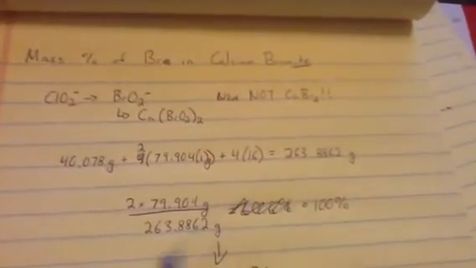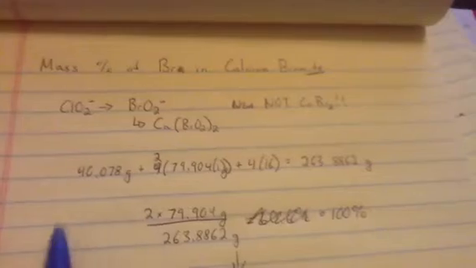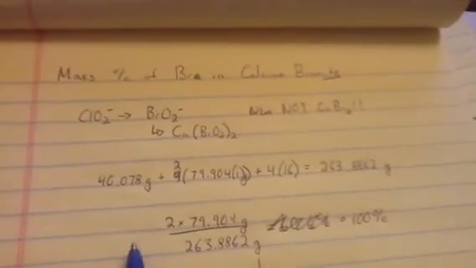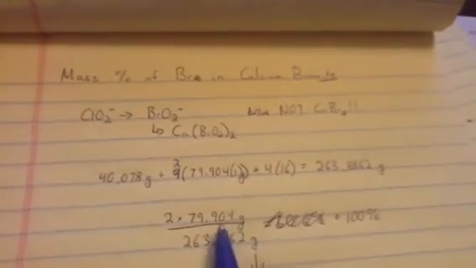So now that we have that, we can place that on the very bottom, because keep in mind, it's the mass of whatever element you're trying to find, in terms of mass percentage, over the total mass of that molecule, times 100%, and you should get your percentage.